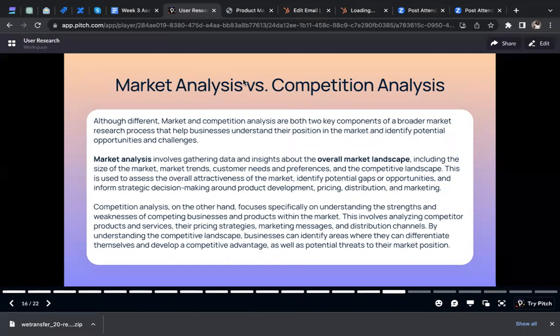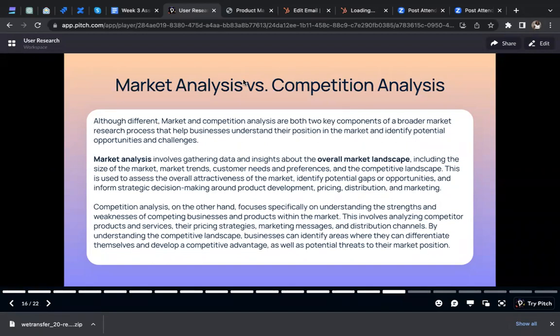The two of them help businesses, help product managers, help business analysts, help UI and UX designers, help sales representatives, help growth specialists understand where their products are in the market. And it also helps them to identify the opportunities and the challenges that exist. Now, market analysis is broad. When you do market analysis, you will do competition analysis. But when you do competition analysis, you are not entirely doing a market analysis.